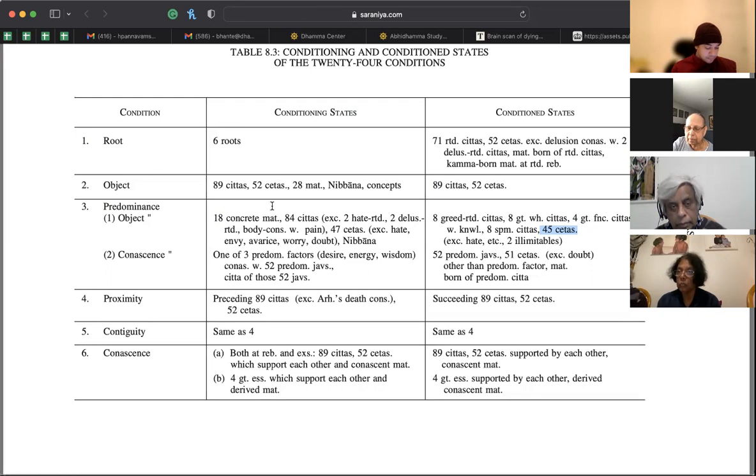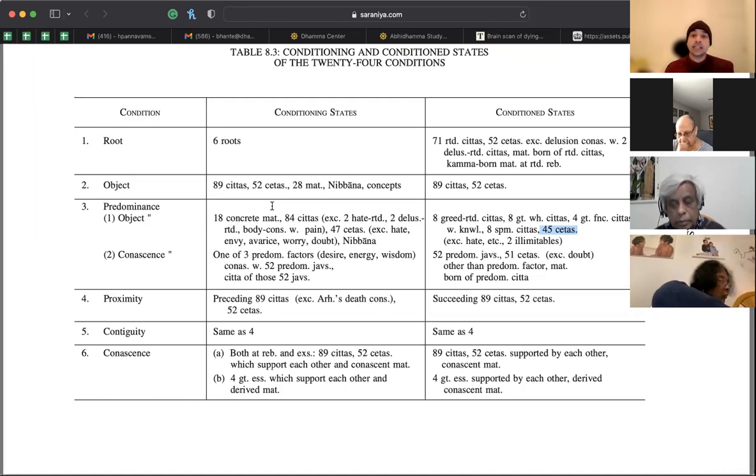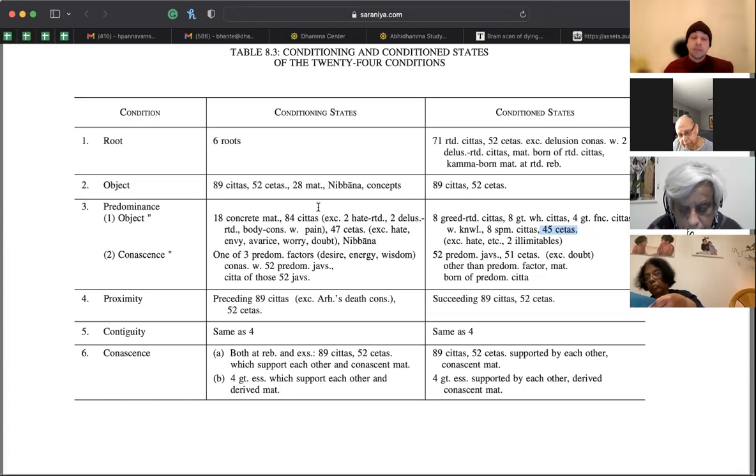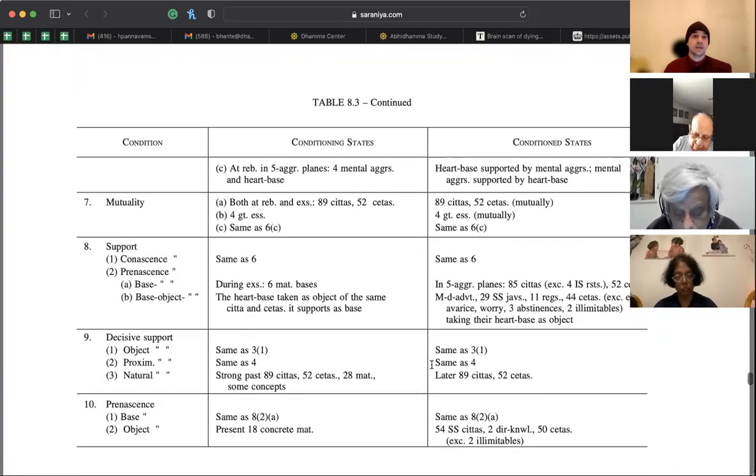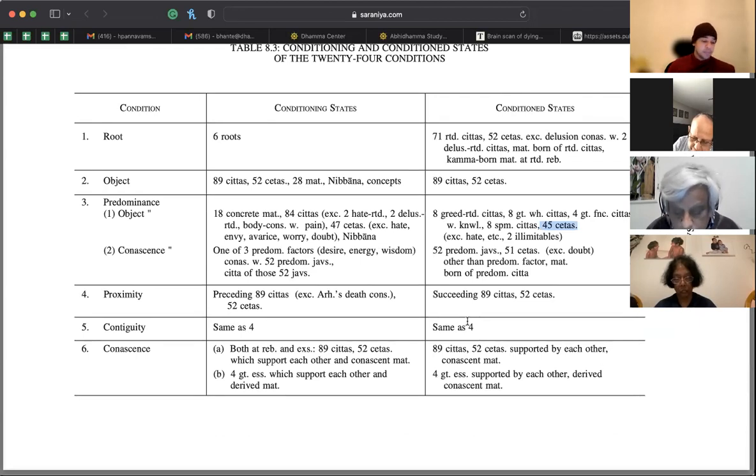Let us quickly turn to... right. Please turn to page number 316. Guide to verse 19. Predominance condition. 316. Predominance condition. I know I want this up here. Please use the book.